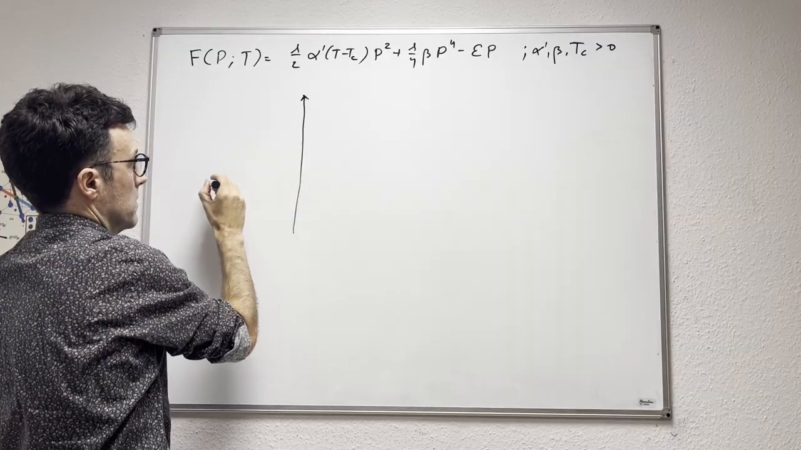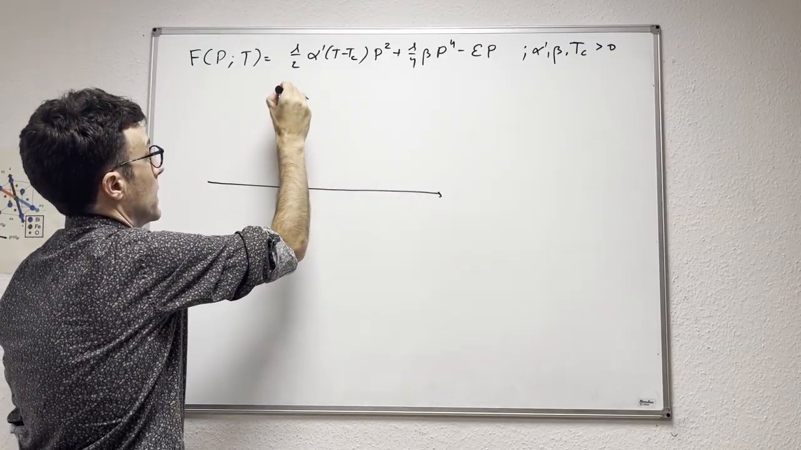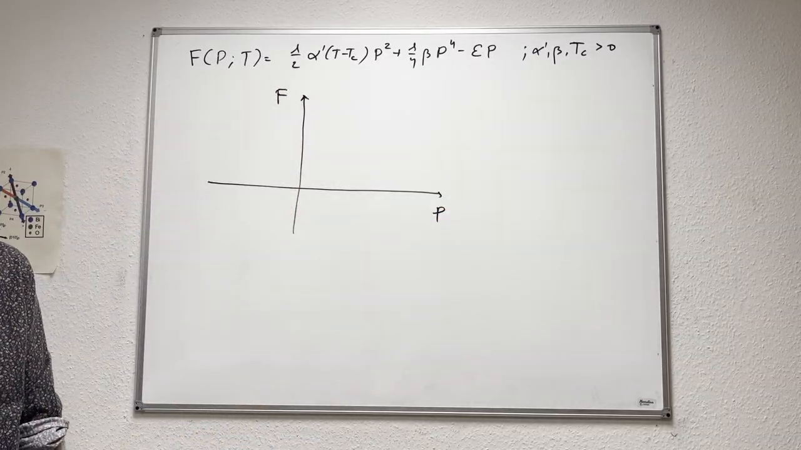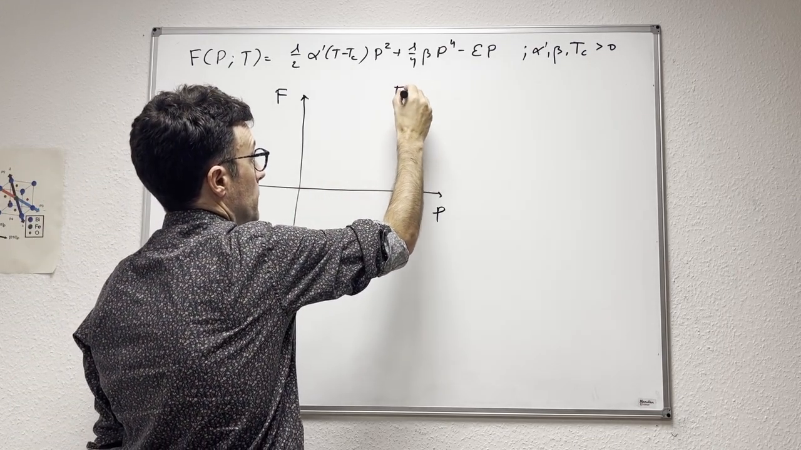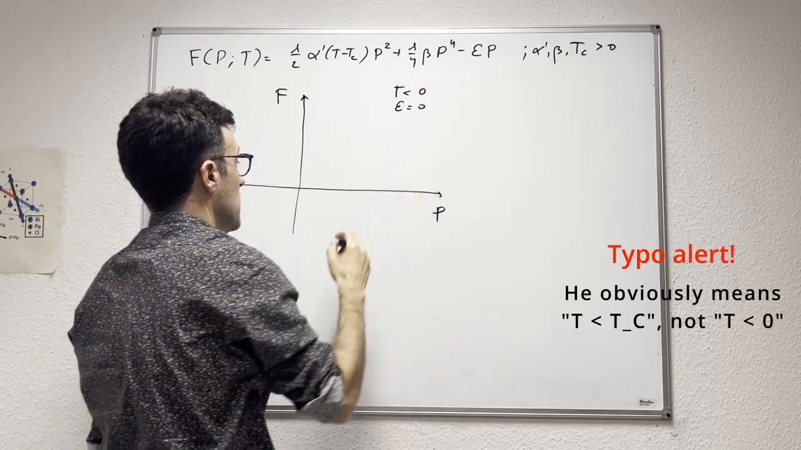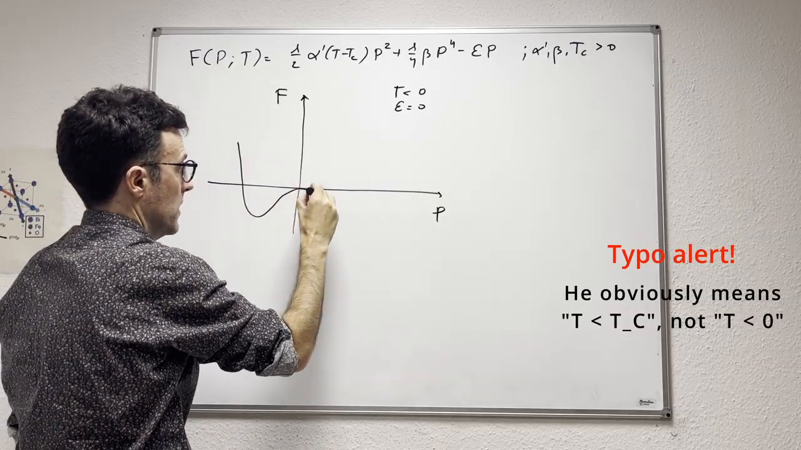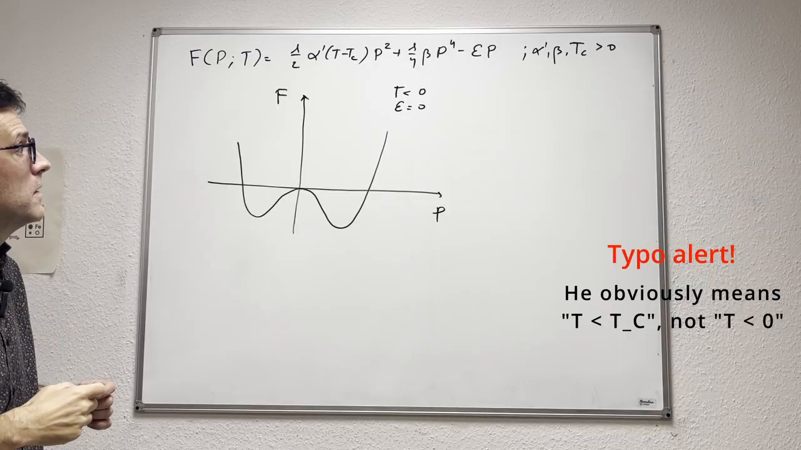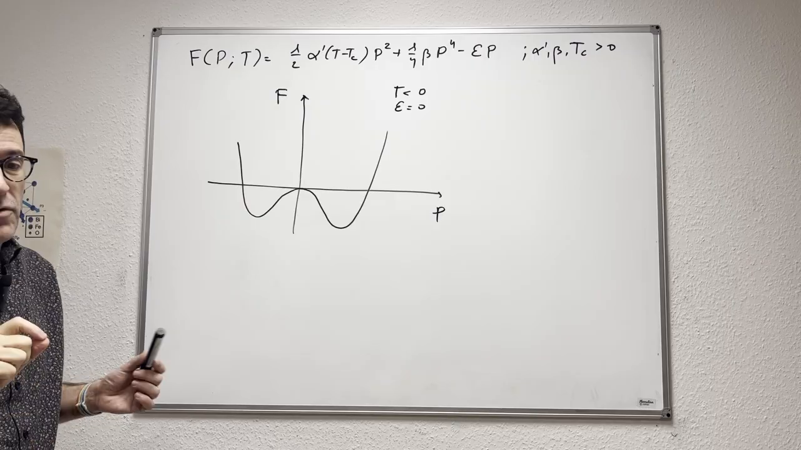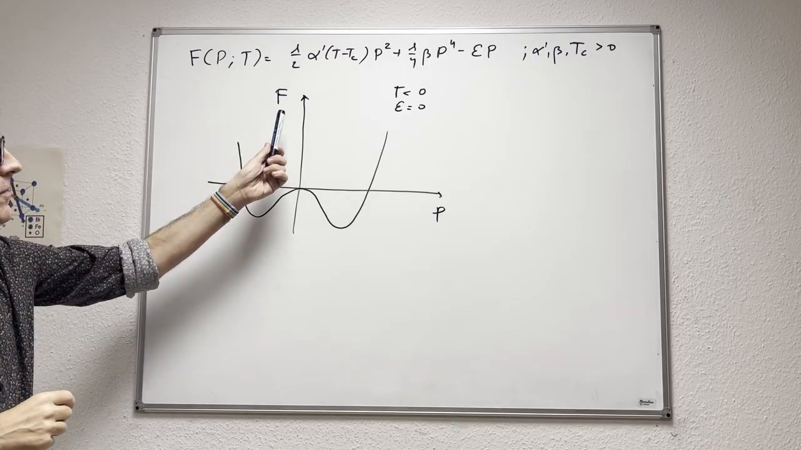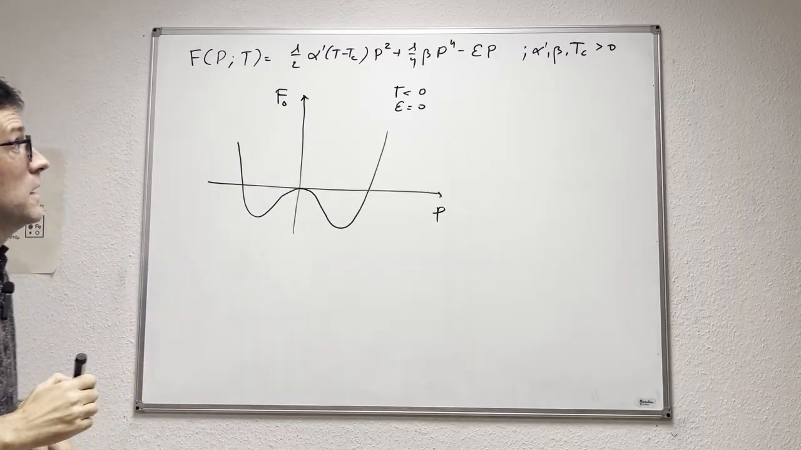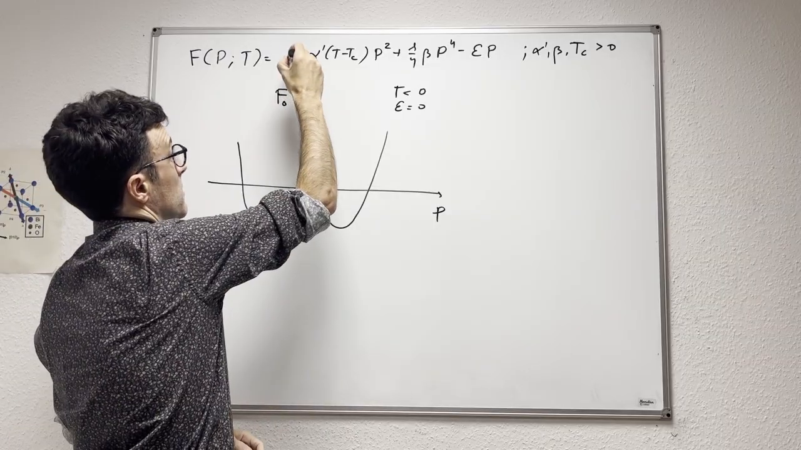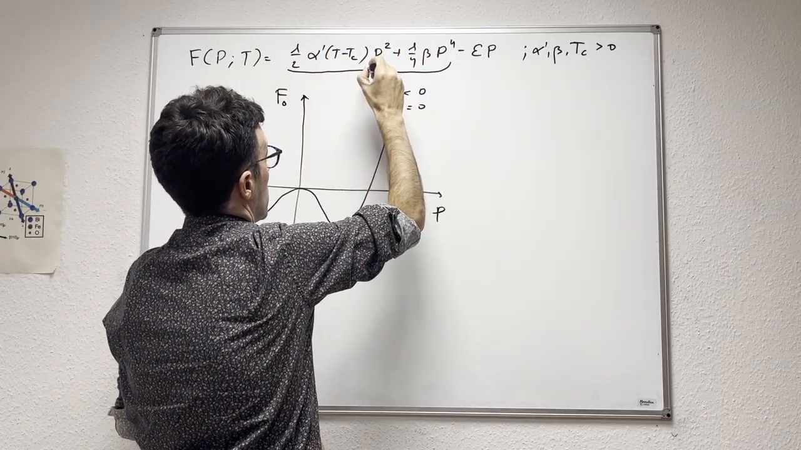If I plot this F function as a function of polarization, for a temperature below Tc and an electric field equal to 0, we have this famous double well potential. That's simple enough. Actually, for convenience, when the electric field is 0, let me call it F0. It will be convenient to make a distinction. So F0 is simply the first part of F, all this part.